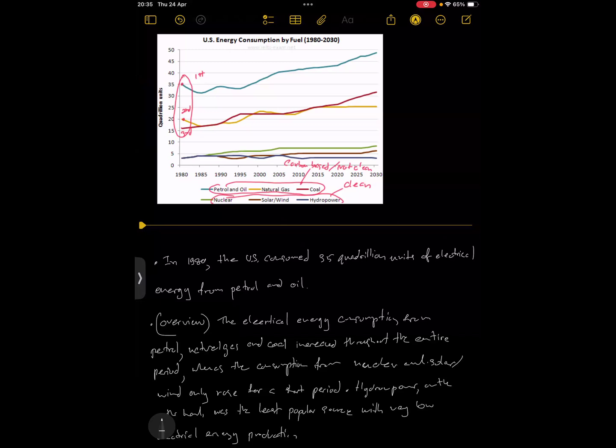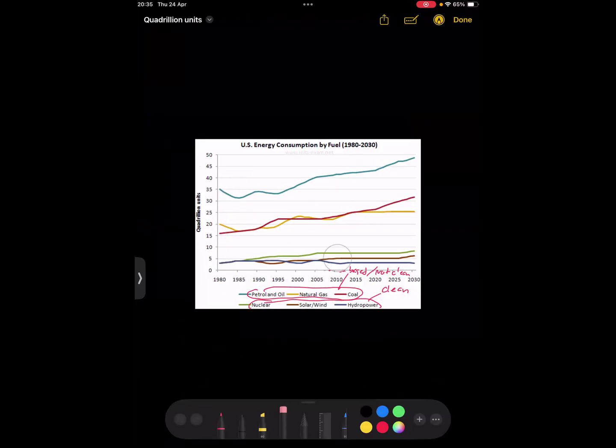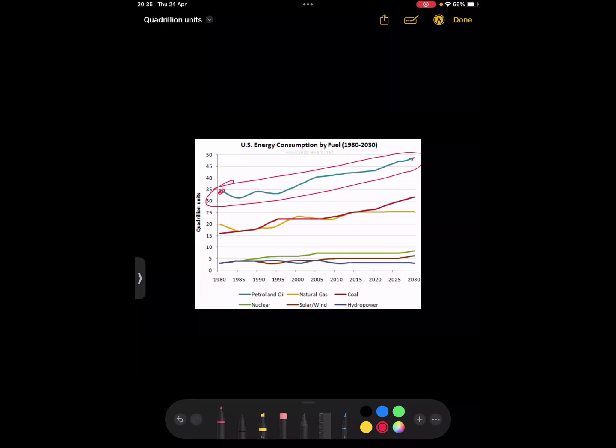Now let's talk about the change in the figures for energy consumption from petrol and oil. We're going to be looking at this curve from here to here. All right, let's give you guys another 3 minutes. Try to include as many details as you can.